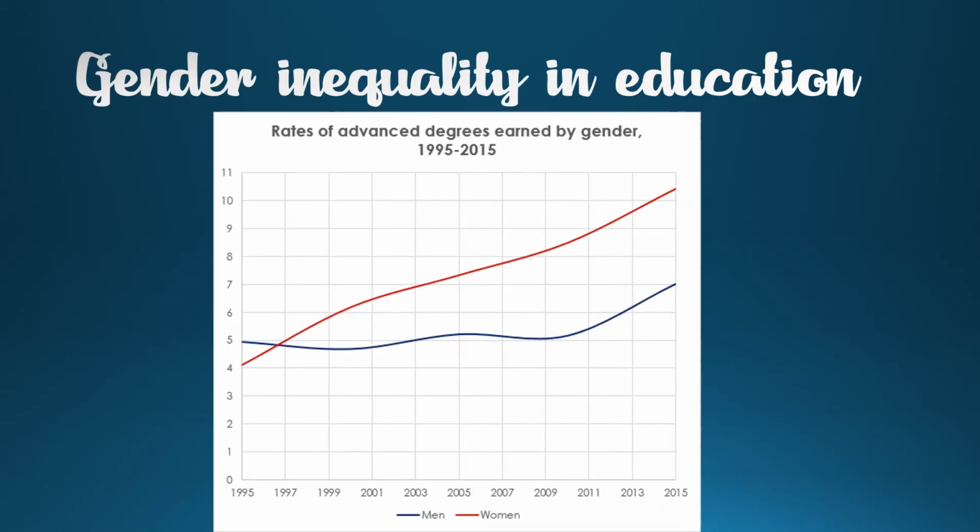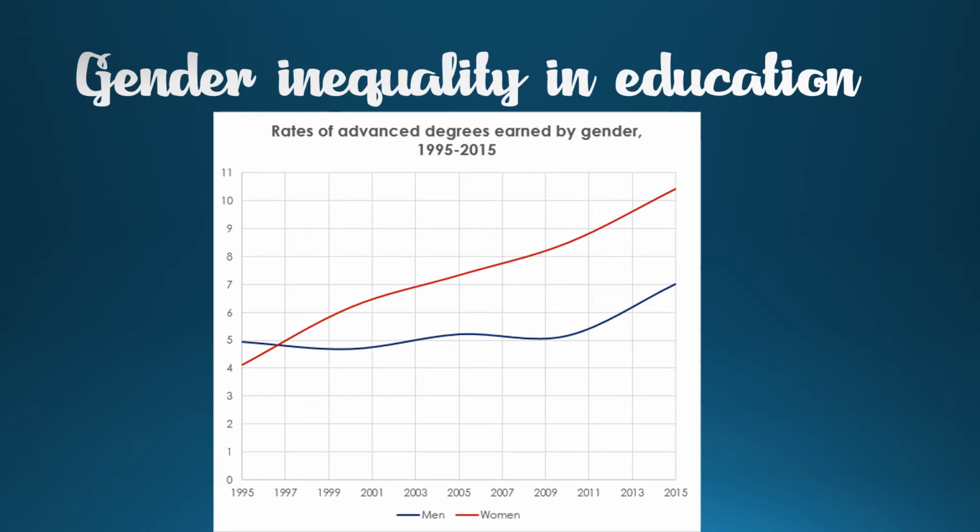So not only are women surpassing men in college completion rates, but women are really surpassing men in terms of advanced degrees. And this is a trend that started in the 1990s and has been continuing on. So again, the blue line represents men and the red line represents women. And as you can see, both men and women have been increasing the number of advanced degrees. And advanced degrees basically refers to anything after your bachelor's. So this could be a master's degree, a PhD, a medical degree, a law degree.